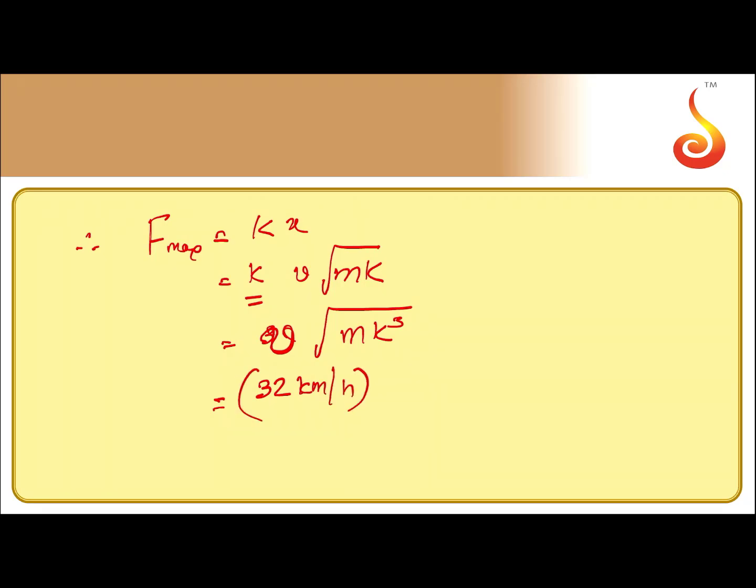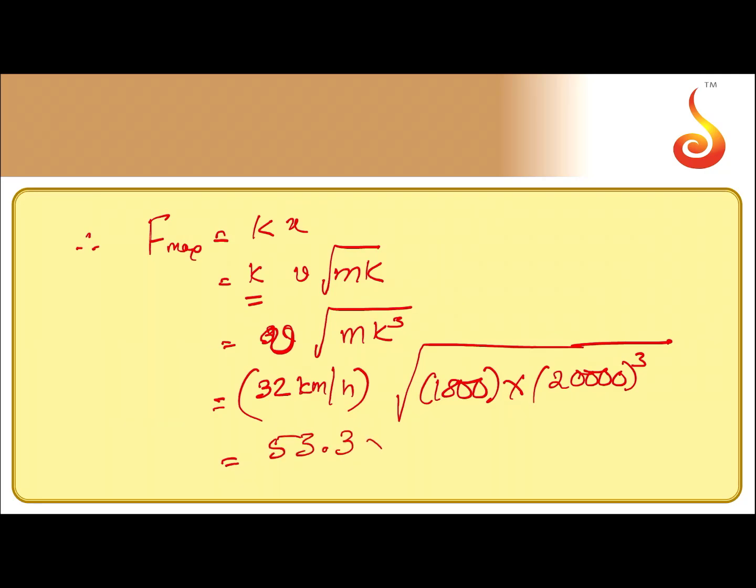32 into 5 by 18, square root of mass, which is 1800 kg, into the spring constant, which is 20,000, and you can simplify it further. It turns out to be 53.3 into 10 to the power of 3 Newton.